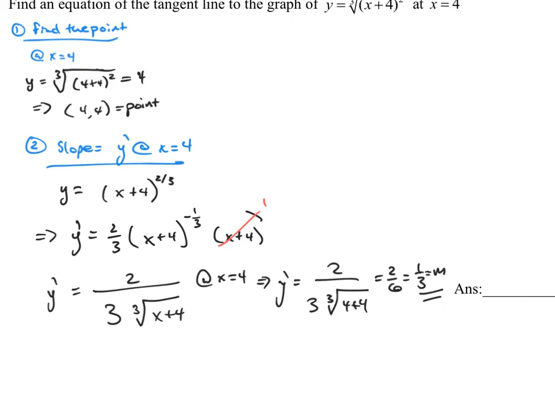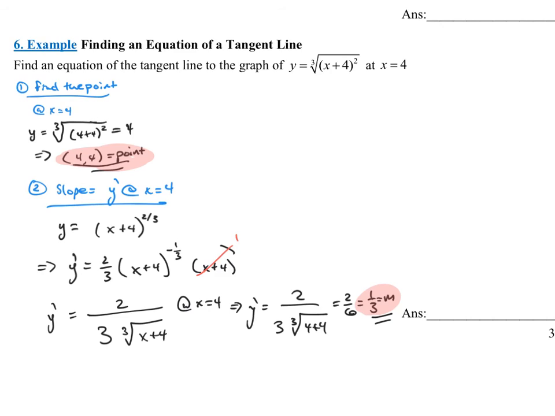But why is this important? Now I have a point. I'm going to highlight that. My point is the point (4, 4). I have a slope. My slope is 1/3. Now I can go to step 3 of finding the equation of a tangent line, which is using y minus y1 equals m times x minus x1, the point-slope form, and then you solve for y.